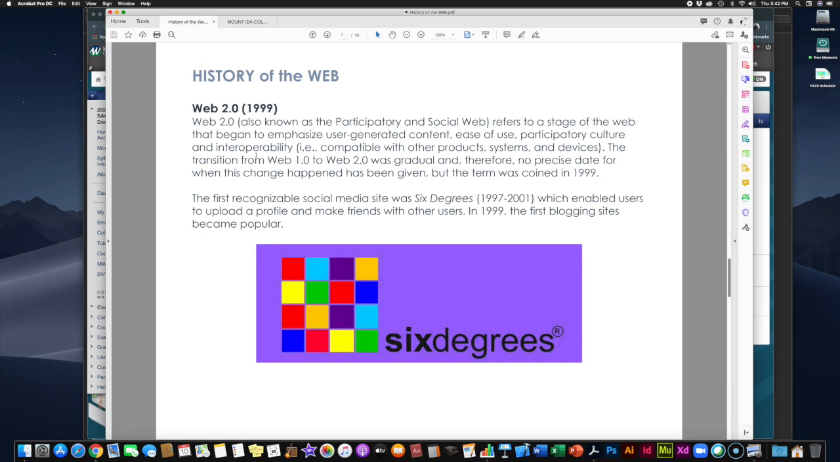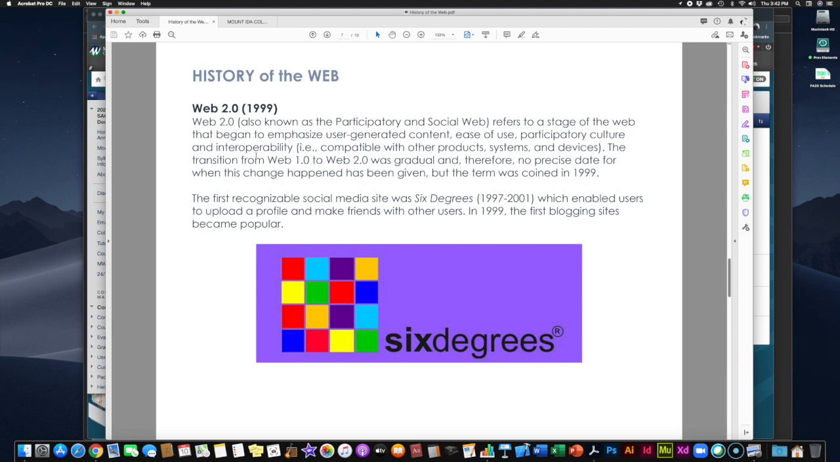In Web 1.0, only the people who knew how to build web pages could create any sort of content. And like I said, it was a one-way street. You just absorbed the information. You didn't create any information, and you didn't participate in any way. But Web 2.0 brought user-generated content, more ease of use for the web pages, participatory culture, and interoperability, meaning that the web pages and access to the web could be compatible with other products, other systems, and other devices.